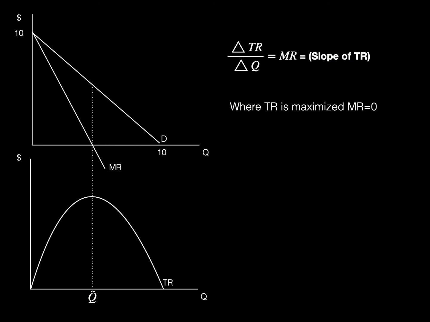When total revenue is maximized, the slope of total revenue is 0. In other words, marginal revenue is 0. You will recall from the chapter on elasticity that when total revenue is maximized, price elasticity of demand is unit elastic. We also learned that in the lower portion of the demand curve, price elasticity of demand is inelastic. And in the upper portion of the demand curve, price elasticity of demand is elastic.